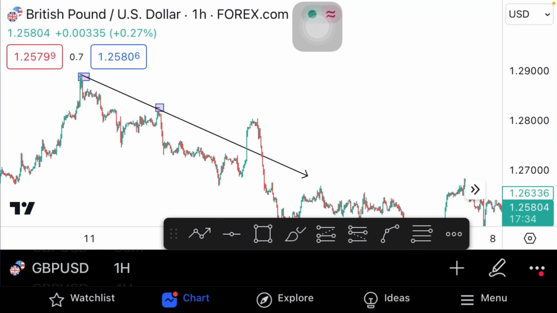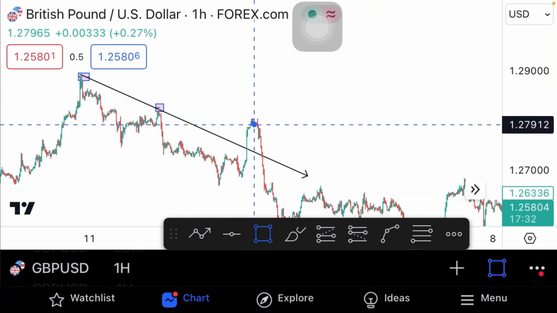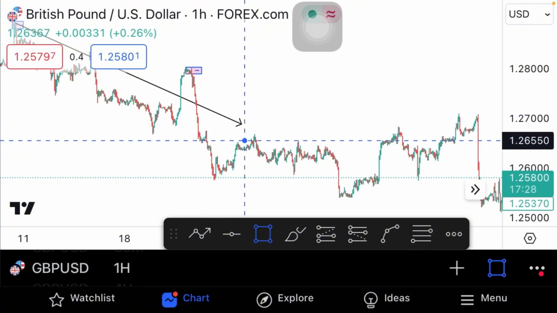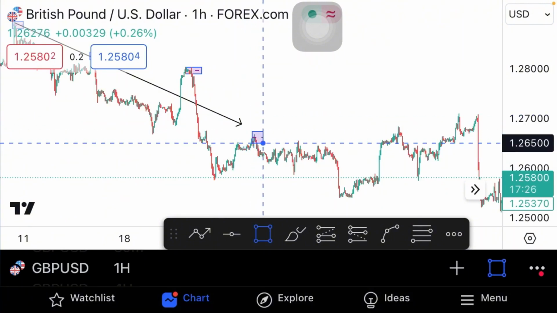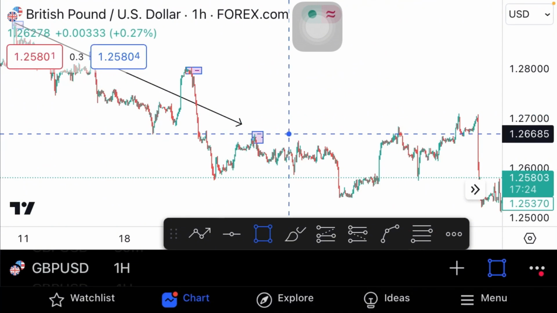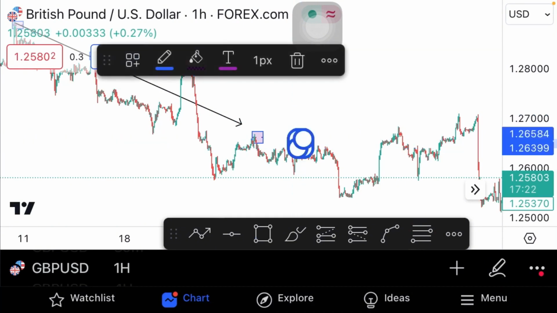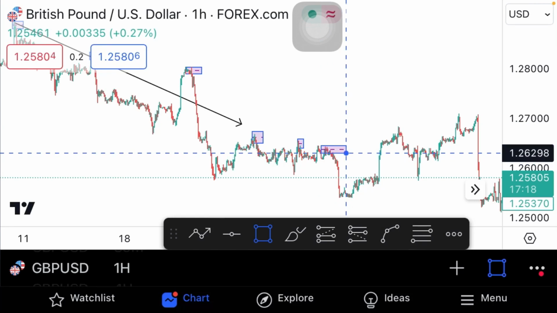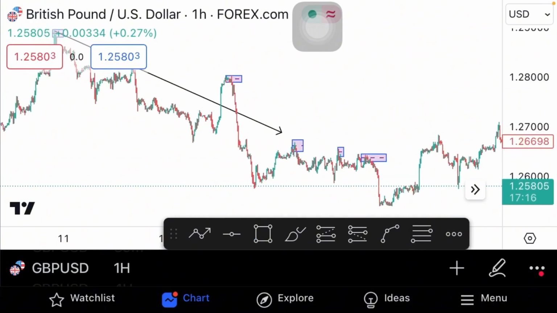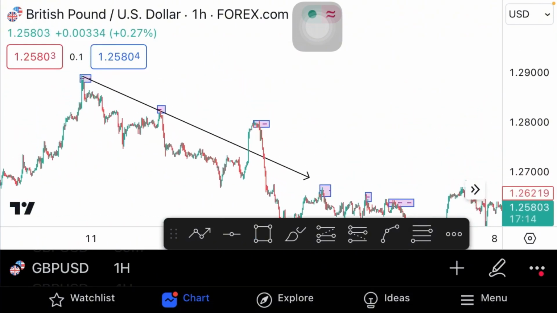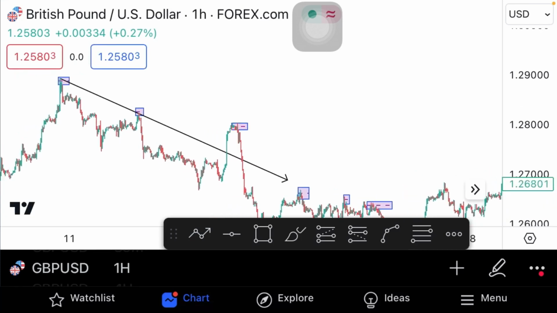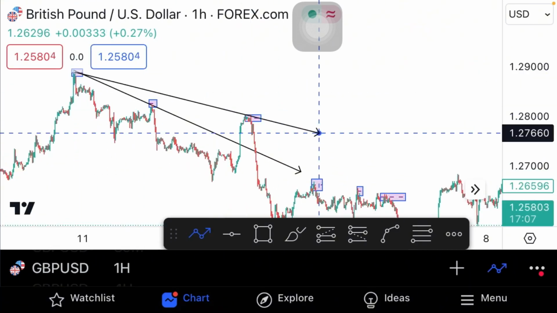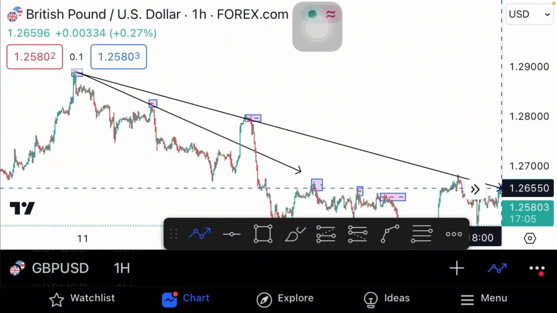So this is another significant peak here. We're going to spot all the peaks. This is another significant peak here. This is another significant peak here on the 1 hour time frame only. This is another significant peak here on the 1 hour time frame. So we're going to connect all these peaks. We're going to connect this peak here to this peak and extend it to the right-hand side.